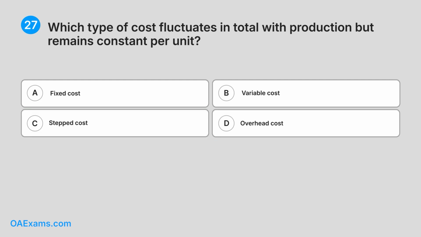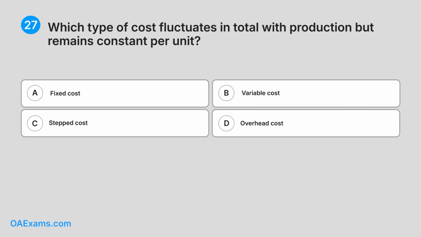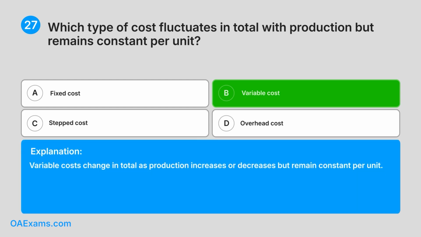27. Which type of cost fluctuates in total with production, but remains constant per unit? A. Fixed cost. B. Variable cost. C. Stepped cost. D. Overhead cost. What do you think is the answer? Correct answer: B. Explanation: Variable costs change in total as production increases or decreases, but remain constant per unit.